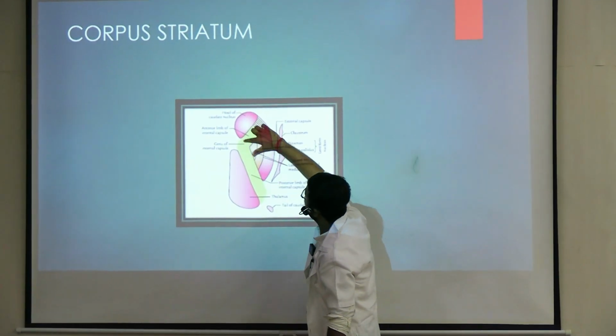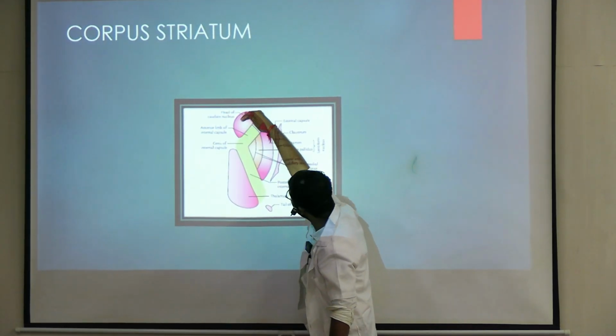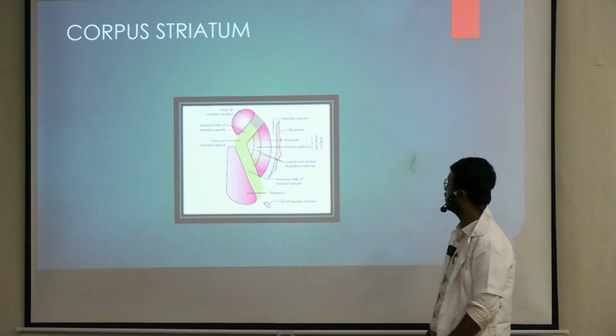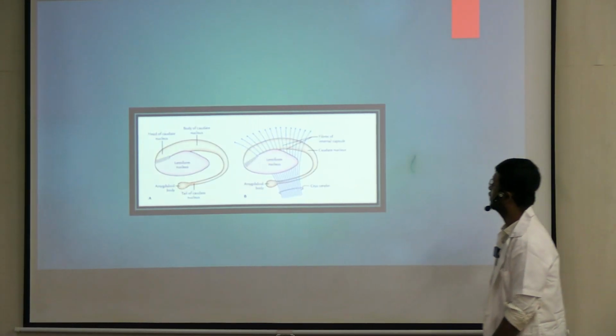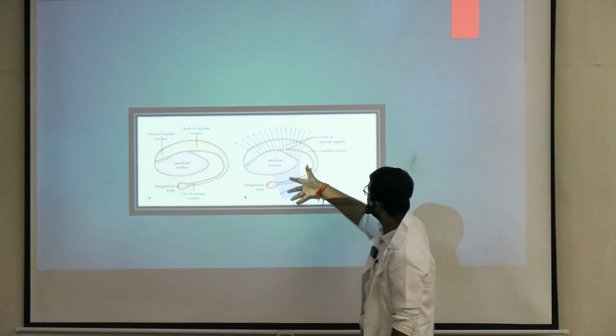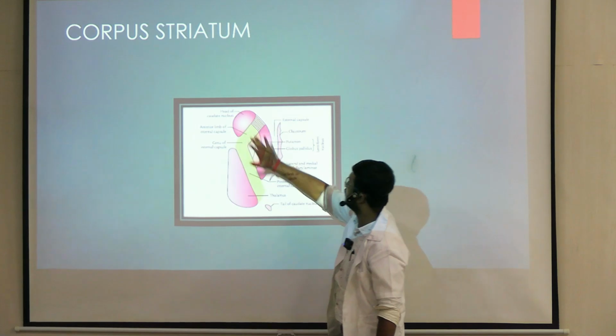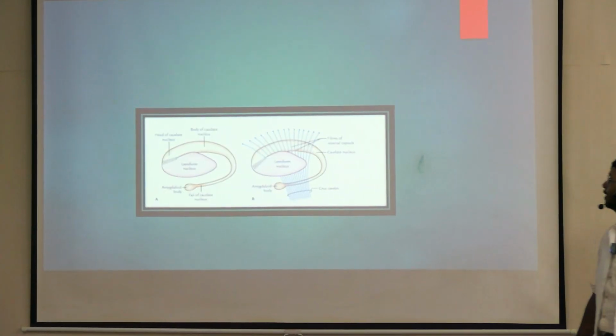From here, the head of the caudate nucleus will be going behind this and coming out as your tail of caudate nucleus. And in between them, there will be fibers of internal capsule that is represented by green here. These are the fibers of your internal capsule.